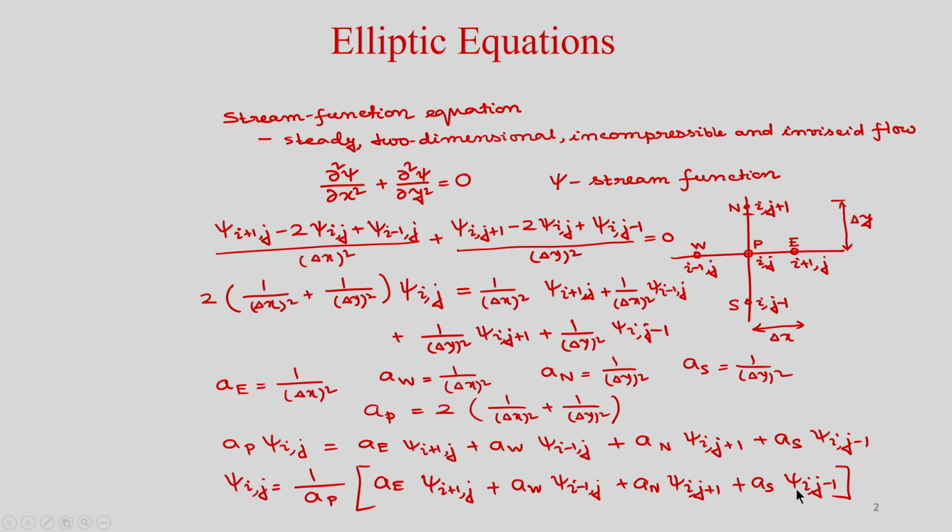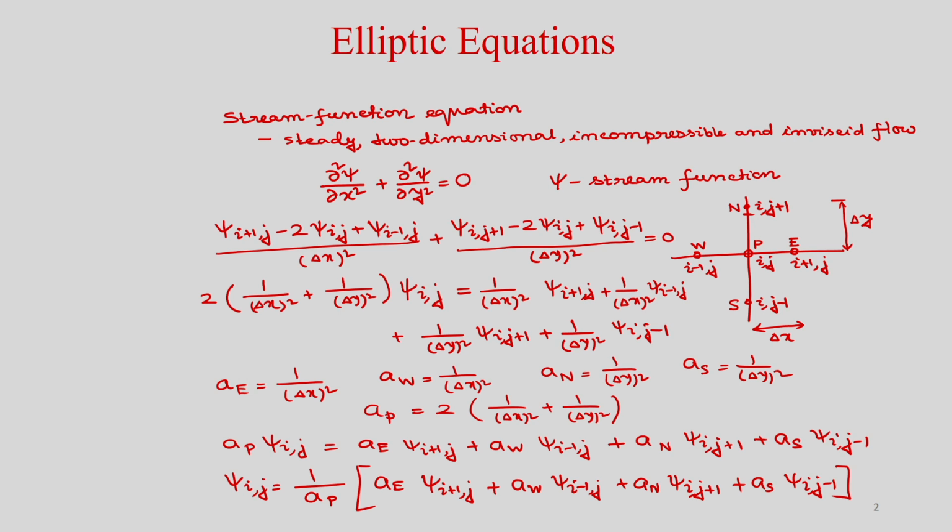Okay. So when you are going to write the program, you can write in any language whatever you know. You may write in Fortran or C++. When you are going to write, you first calculate all these coefficients AE, AW, AN, AS and AP, so that it will be easy while solving this algebraic equation.